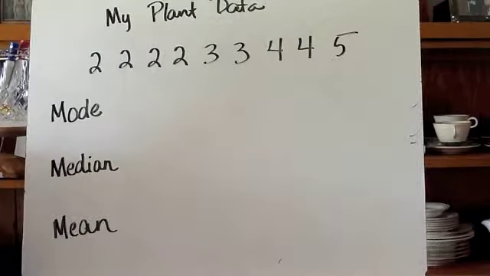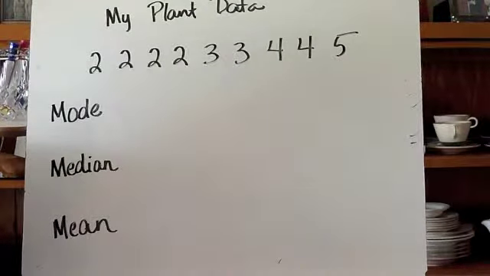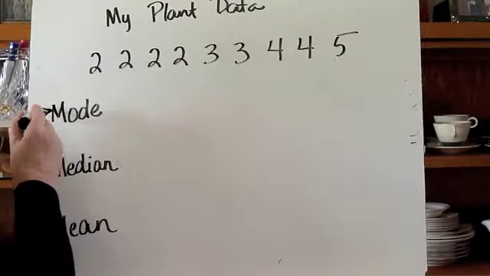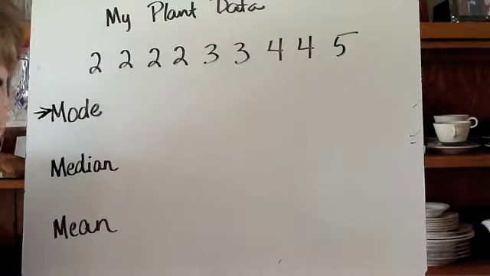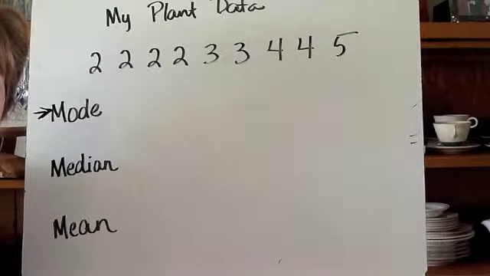And I'm going to start with what I think is the easiest to the hardest way. So the easiest thing for us to do, to me, is find the mode. And that's a number if you see a number more than any of the other numbers. It's the most.